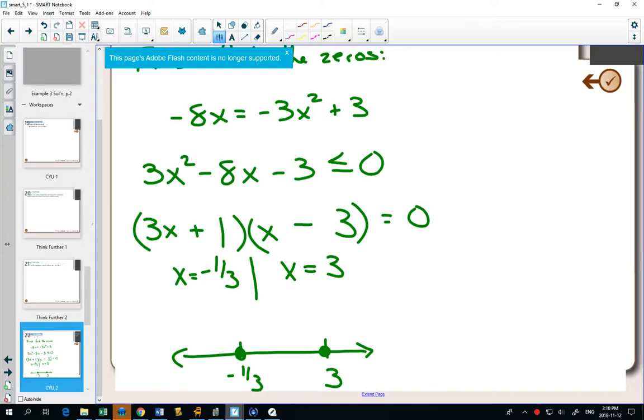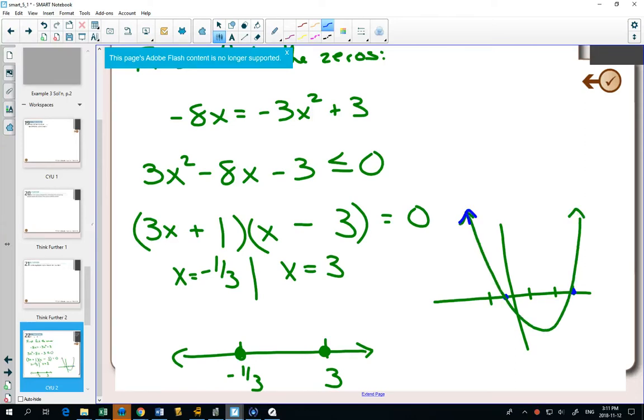So at this point, we have some options, because we need to find out which sections are true and which sections are false. You could use the graph. If you drew this graph, and you already knew that there was an x-intercept at -1/3 and an x-intercept at 3, will that parabola open up or will it open down? It'll open up. So if I drew the parabola through those points, maybe I'll make it blue.